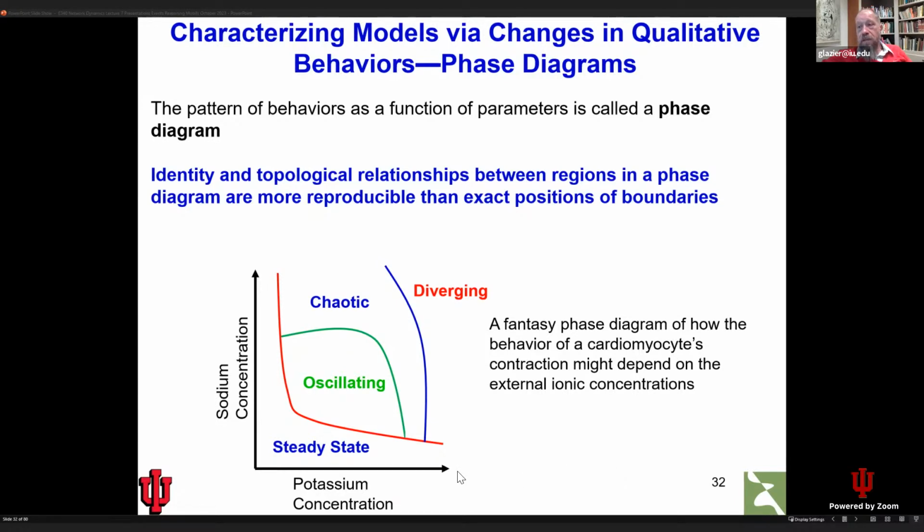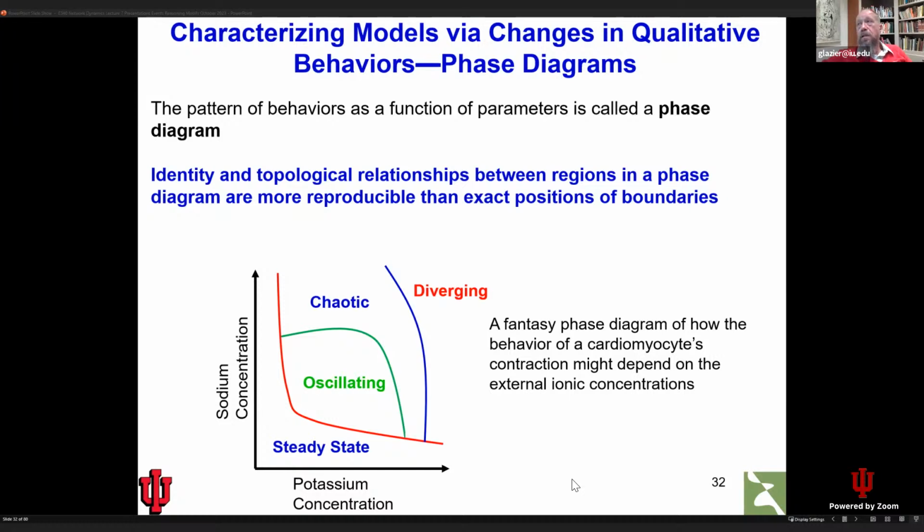In general, the exact positions of these lines in terms of sodium and potassium are not going to be right in your models. However, if you built your model structure properly, the identity of the regions, steady state, oscillating, chaotic, divergent, and the fact that they're in a particular sequence, those things should be reproduced properly by your models. It's reasonable to ask that that happen. If they're not, then your model has a limited domain of applicability, and you need to know that because that's a limitation.